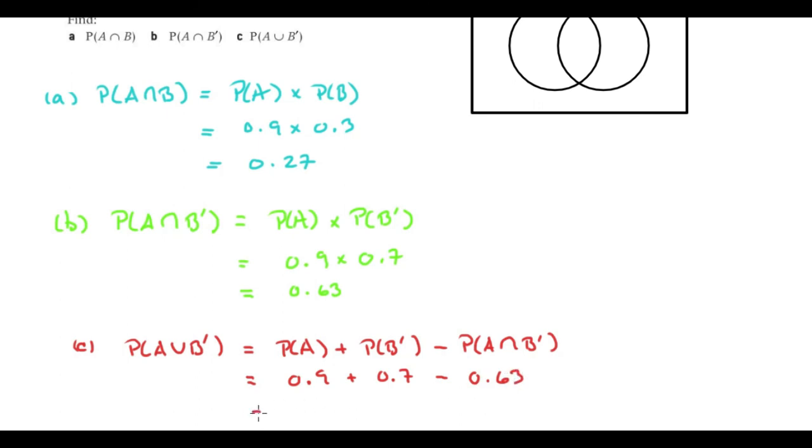0.63. So we'll have 0.9, and I guess if we look at this, the difference in those two percentages, or I guess decimals, is 0.07. So this will be 0.97. So almost 100%, but not quite, is the probability of this union of A or not B.